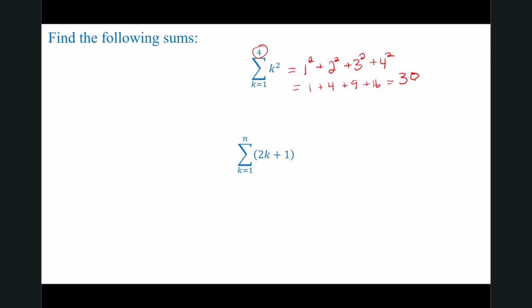The next one, I have k equals 1 to n of 2k plus 1. So I'm going to start with 1. So I have 2 times 1 plus 1, which is 3. Then I'll use k equals 2. So 2 times 2 plus 1, which is 5. And then k equals 3 would be the next one. So 6 plus 1 is 7. And I'm going to keep adding, and I don't know what n is, so I don't know how far I need to add. So I'll use this plus dot dot dot plus, and then I'll use n for k.